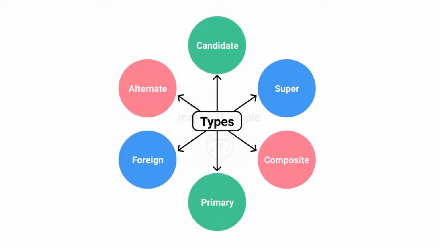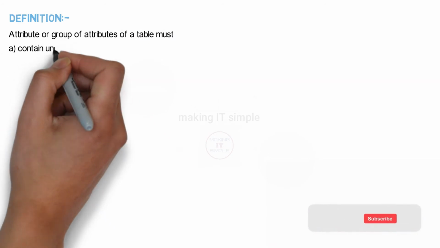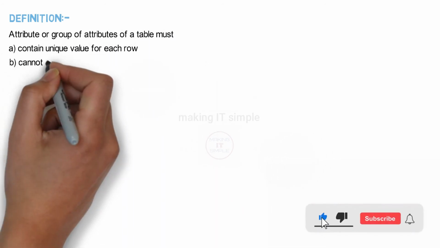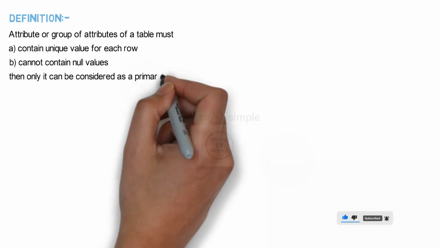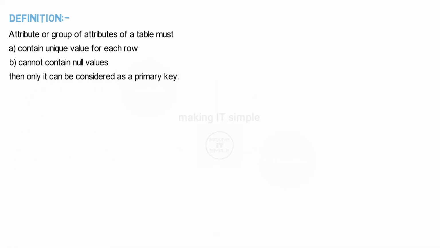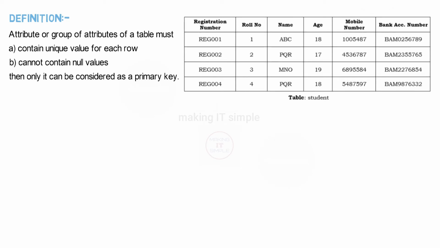There are different types of keys present in DBMS. In this video we will cover what is a primary key. So let's start. The attribute or group of attributes of a table must contain unique value for each row and cannot contain null values. Then only it can be considered as a primary key. Let us simplify this with an example. Again, we consider a student table of a university. This time it contains attributes like registration number, roll number, name, age, mobile number and bank account number.